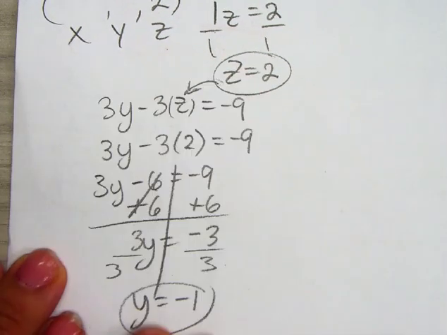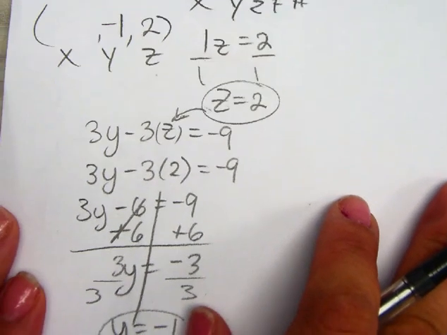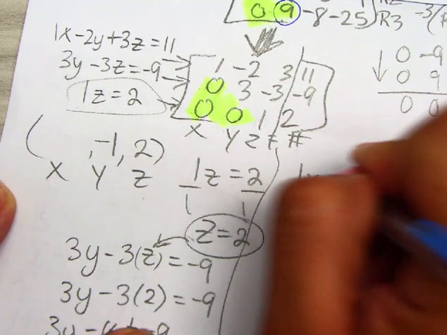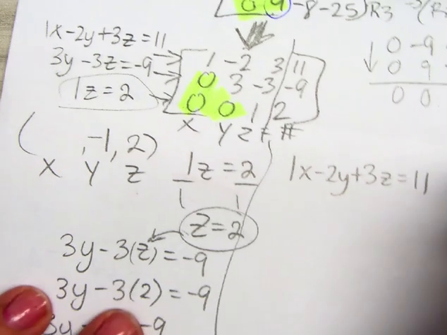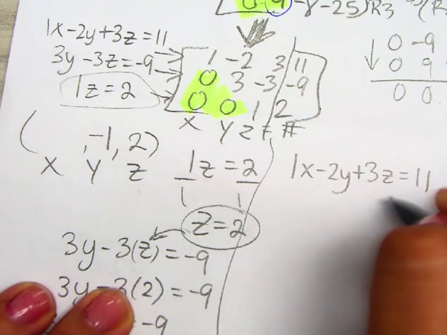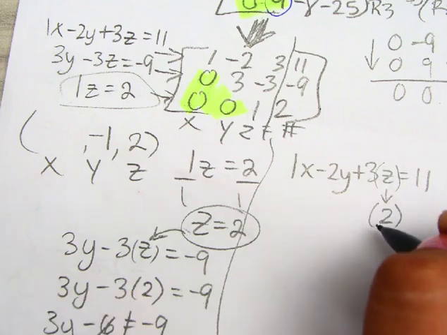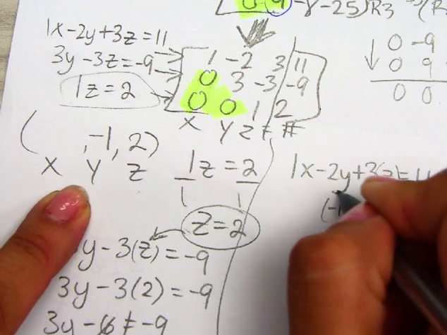So again, this is just a lot of steps, so repeat, slow down, pause, whatever you need to do as you're watching this video. So the last step is to solve for x. We're going to use the very top equation. We're going to have 1x minus 2y plus 3z equals 11. And we're going to substitute our z value with a 2. And we're going to substitute our y value with a negative 1.